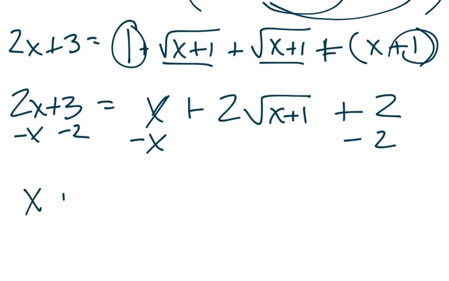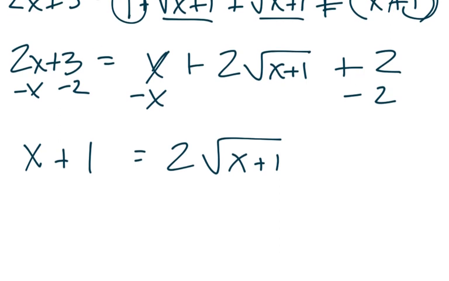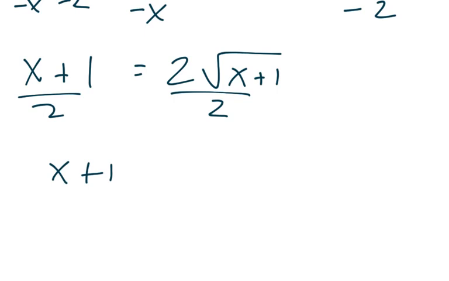That's going to give us an x plus 1. And then the only thing over here is 2 times radical x plus 1. I want to get rid of that 2. And so I'm going to divide by 2. And that gives me (x plus 1) over 2 equals radical x plus 1.